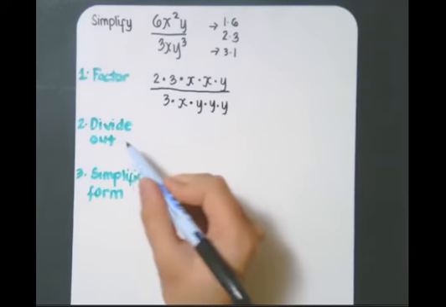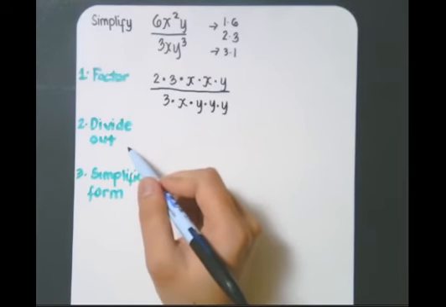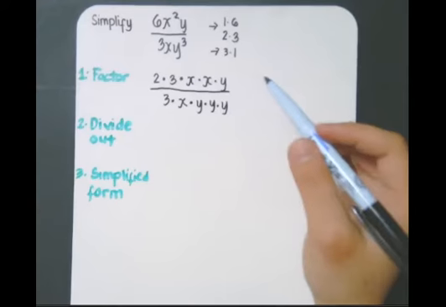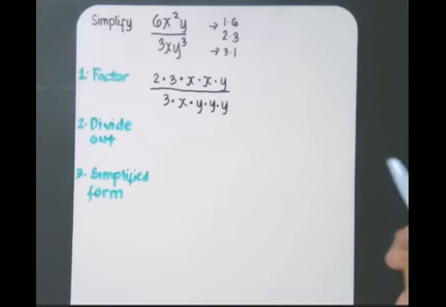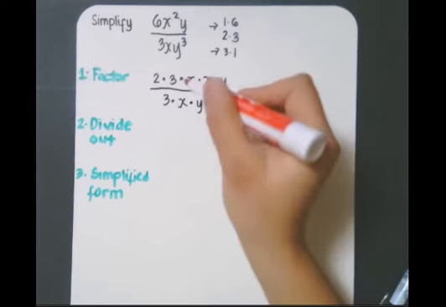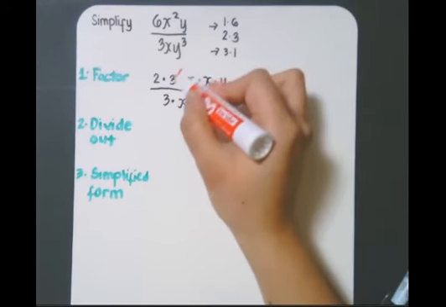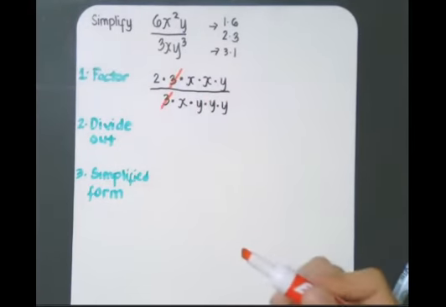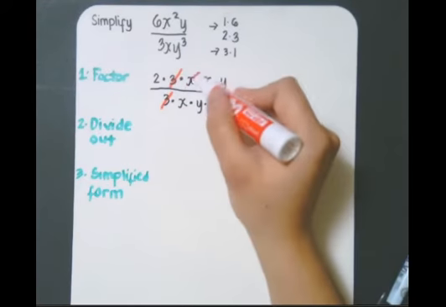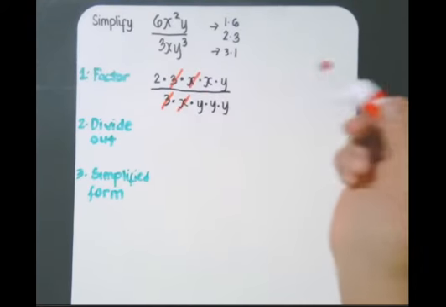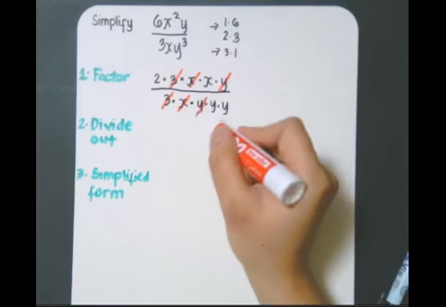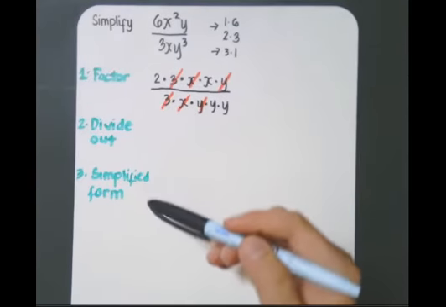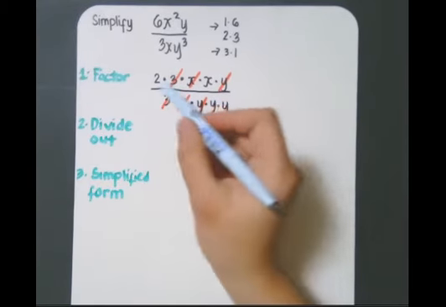Step number 2, divide out common factors. So we will just divide our common factors here. And as you can see, we have 3 divided by 3 is equal to 1, so that will be canceled out. x and x, y and y. Step 3, write our simplified form.